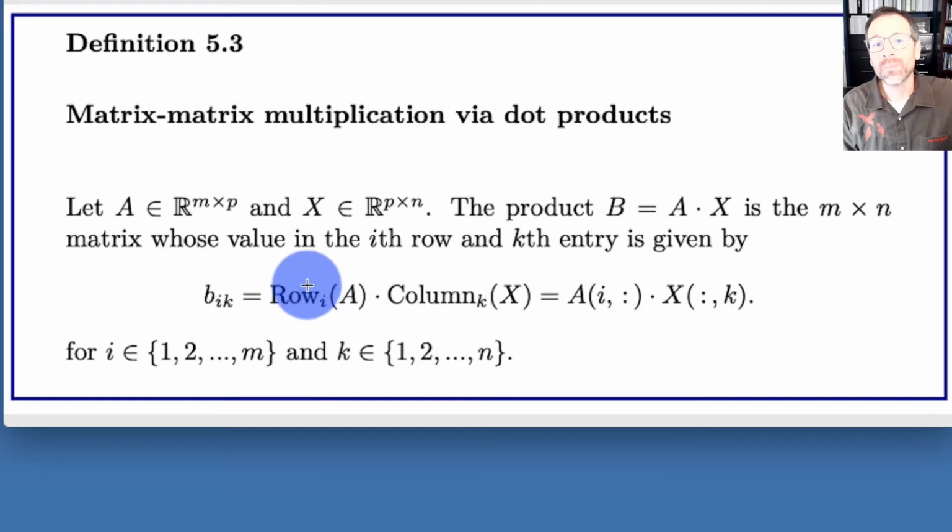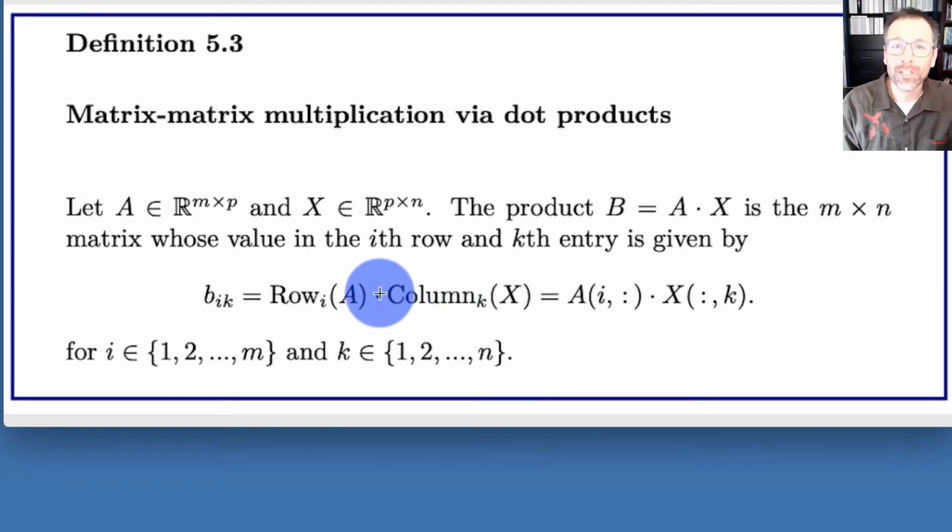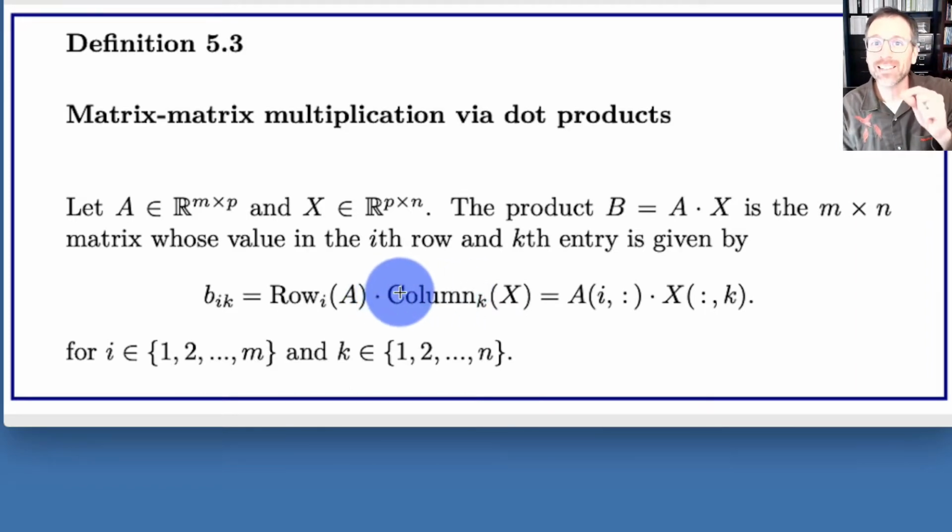Remember, however, that if A is an m by p, this row vector is going to be a 1 by p. And if X is a p by n, this column vector is going to be a p by 1. So a 1 by p times a p by 1. Formally speaking, that's not actually a dot product, right? We said that a dot product was a binary operation where the left and the right have the same exact dimensions. And in this case, the left is 1 by p, the right is p by 1.